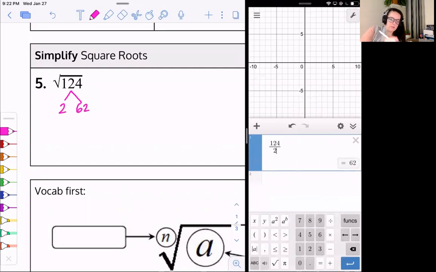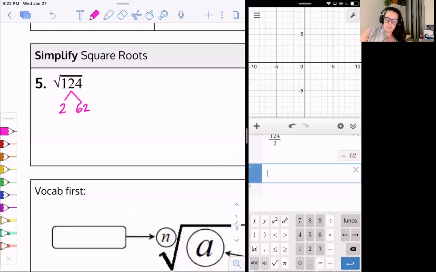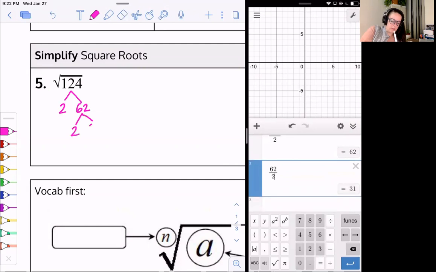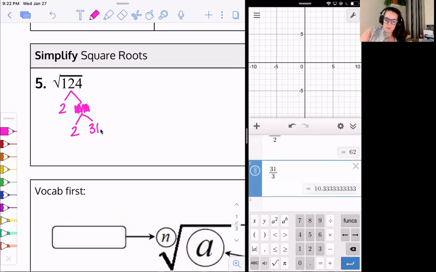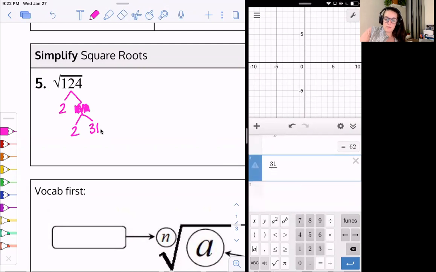So 2 times 62. Might say, okay, well, 62 is still an even number. 62 divided by 2 is 31. So I have 2 and 31. I'm going to go ahead and cross out 62 because I used it up when I split it into 2 and 31. Right, 31 is not an even number, so I'll try 31 divided by 3. And that's a decimal, not going to work for me. Divided by 5, nah. 7, no. 8, no. 9, no. I'm saying no because they're decimals. 11, I'm pretty sure that this is a prime number because there are no numbers that go into it.